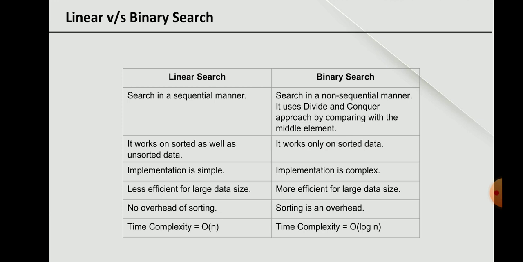Linear search is less efficient for large size data, and binary search is efficient as compared to linear search for a large amount of data. There is no overhead of sorting in linear search, but a sorting overhead exists in binary search. Time complexity is O of n for linear search and O of log n for binary search.